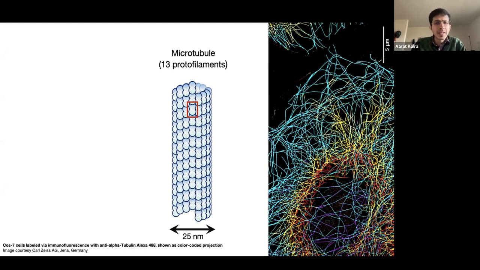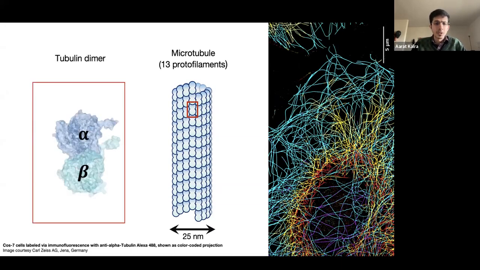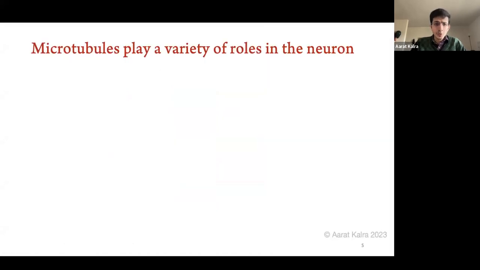So the length varies depending on the type of the cell, the stage of the cell you're looking at. A mitotic cell would have longer microtubules than a cell in interphase. But they're all, of course, made up of tubulin. And these are the dimensions of tubulin. Now microtubules are studied for a variety of biochemical roles they typically play.